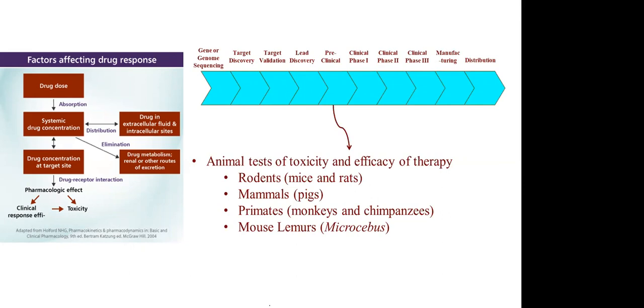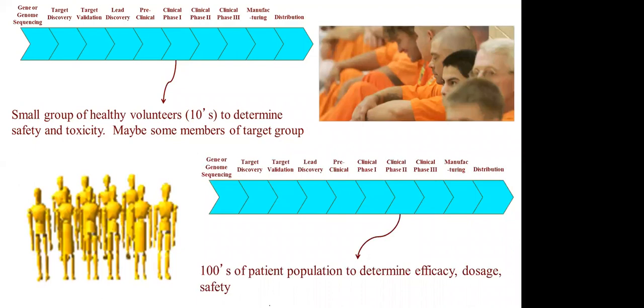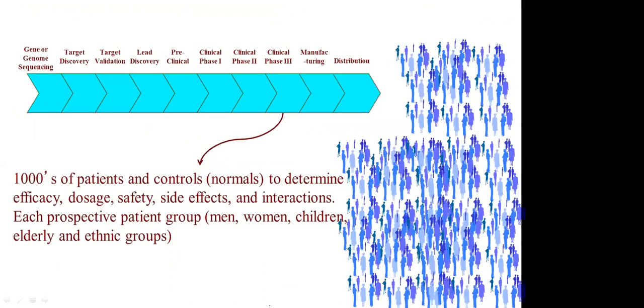In preclinical studies, animal tests of toxicity and efficacy of therapy are considered in rodents, mammals, primates, and mouse, and then it is considered for clinical trial phase one on humans and targets. In phase one, healthy volunteers. Phase two, patients, for dosage and safety. And phase three, patients, to determine dosage, safety, and side effects.